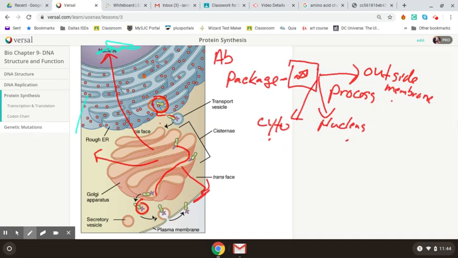So in this case, it's leaving the cell, because it's an antibody and it's going to kill little bacteria over here, or help try to kill that little bacteria so that it doesn't make you sick.